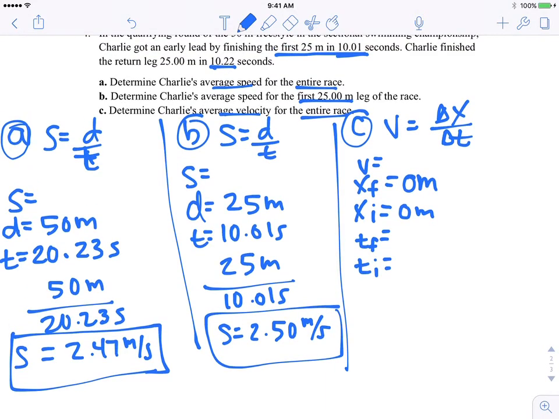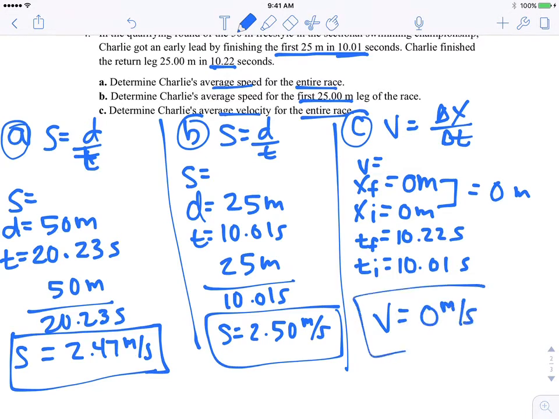His final time, right? So he goes out 25, he comes back 25, and it's 10.022 seconds. And his initial time is 10.01 seconds. So we could put all this in, but just look at these two values right here. These equal 0 meters. So anything divided by 0 is just going to equal 0. So our velocity for this is 0 meters per second.